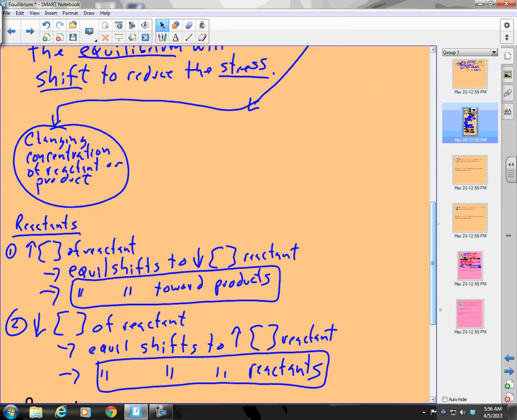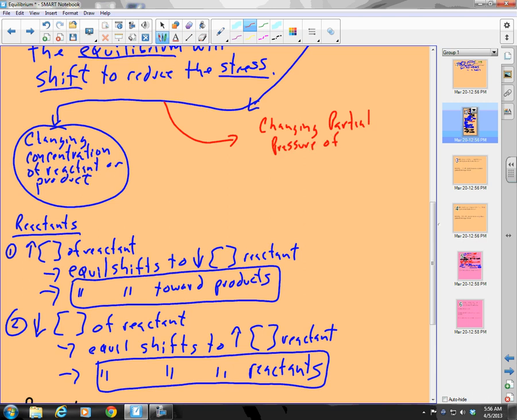So let us go down here. Another stress, let's go with another color. Another stress is changing partial pressure of gas reactants or products.